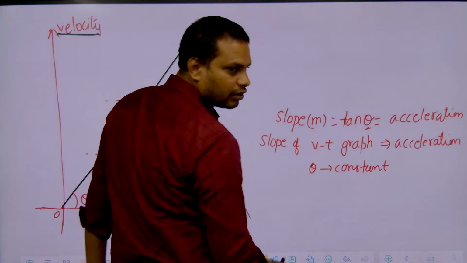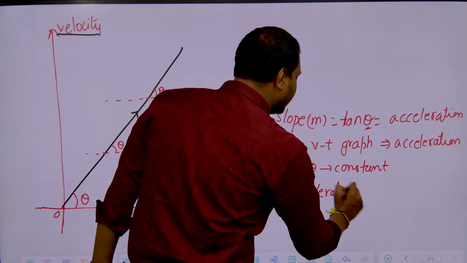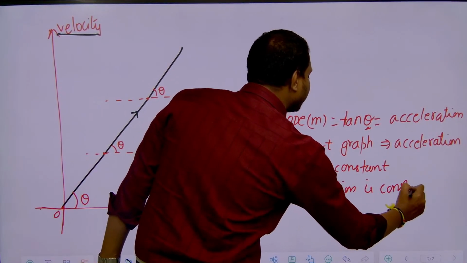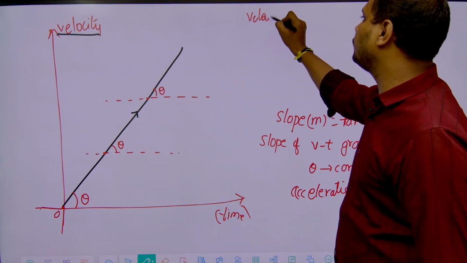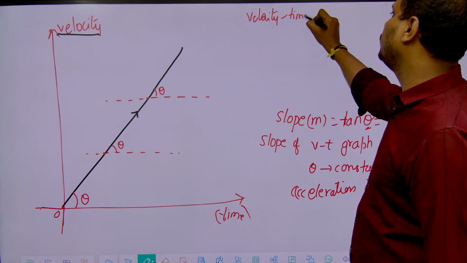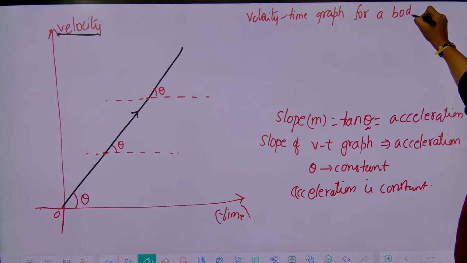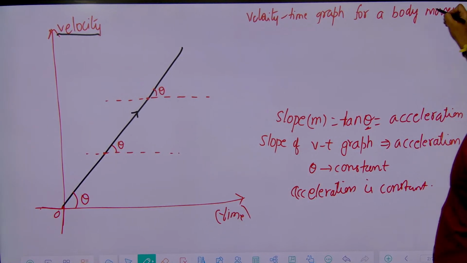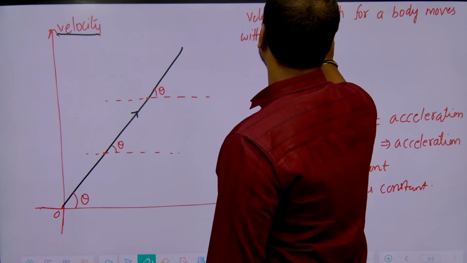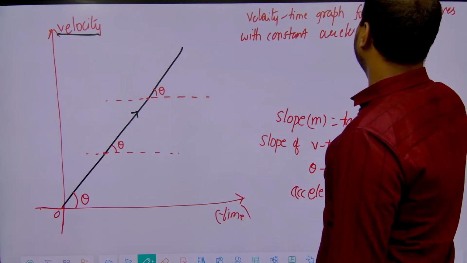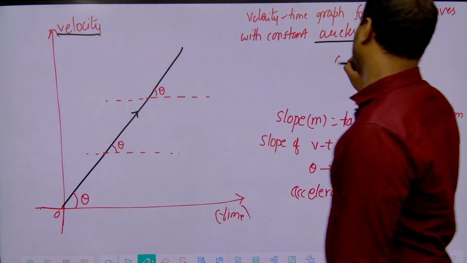Then acceleration is what? Constant. So here we can say acceleration is constant. Are you clear? Acceleration is constant. So therefore this is the velocity time graph for a body moving with constant acceleration. Remember this point. Velocity time graph for a body moves with what? Constant acceleration.